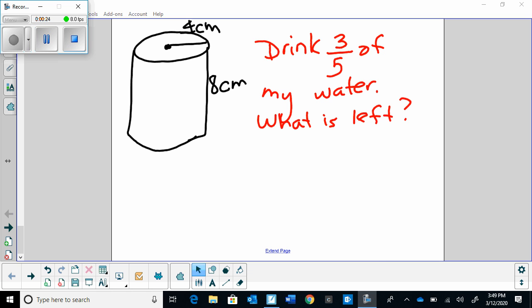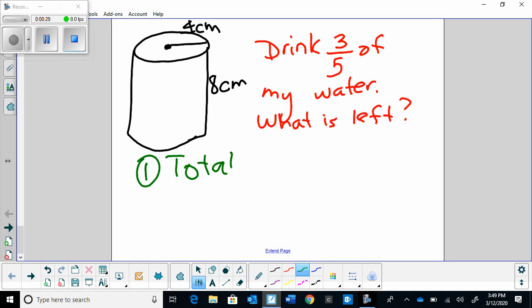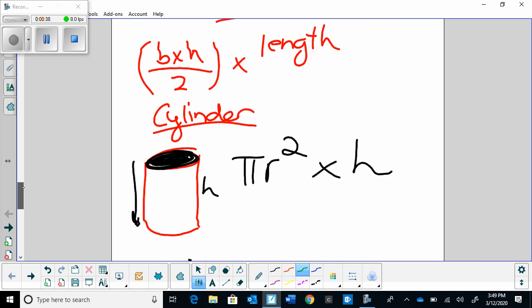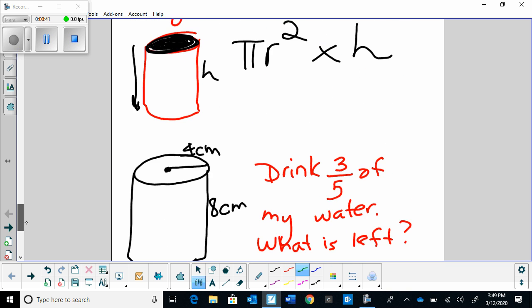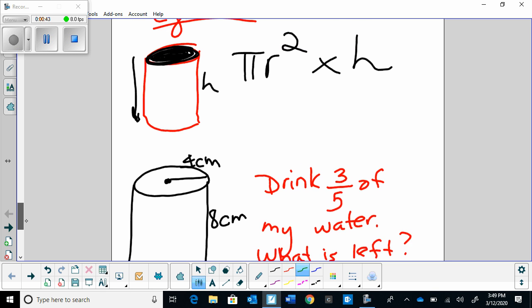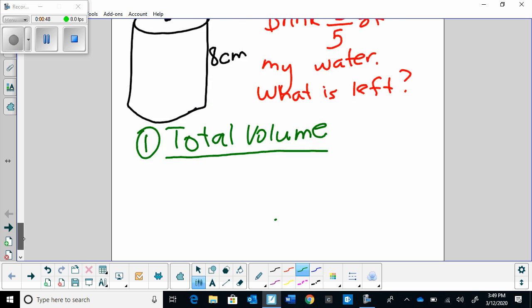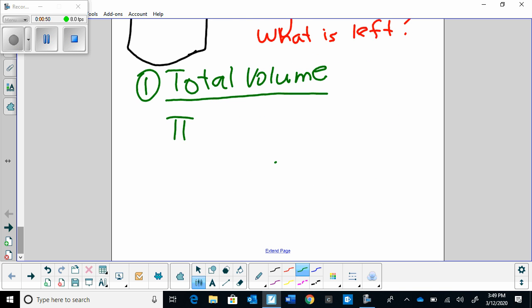What is left? Well, the first thing we do when we deal with fraction questions, we need the total volume. We need to figure out how much water is actually there without me drinking anything. Well, the total volume, we know that the volume of the cylinder is going to be the area of that circle times whatever the height is. So in this case, our area is pi r squared times the height. Well, pi is 3.14. The radius is 4 squared times the height, which is 8.